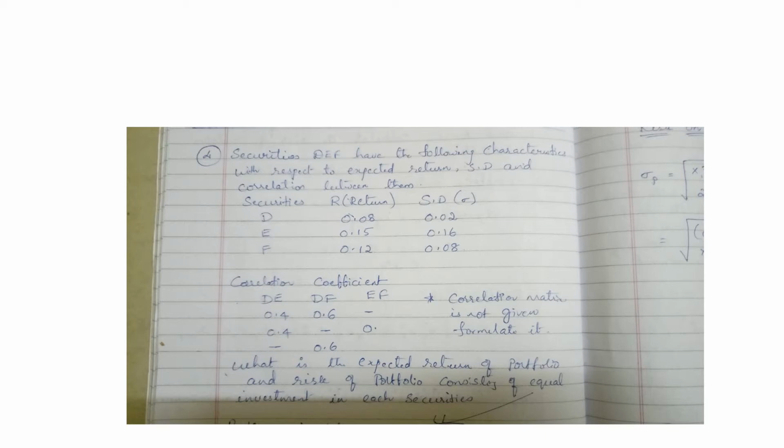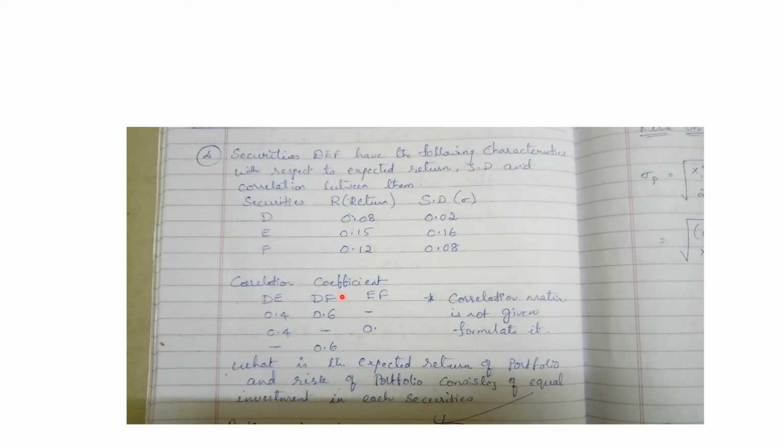That is, return is 0.08, that is nothing but 8%. It's given in decimals. If you take in percentage, then it is 8%. Same way, risk is 2%. Then security E, it is 0.15, that is 15%, and risk is 0.16, that is 16%. F security is 0.12, that is 12%, and 0.08 means 8%.